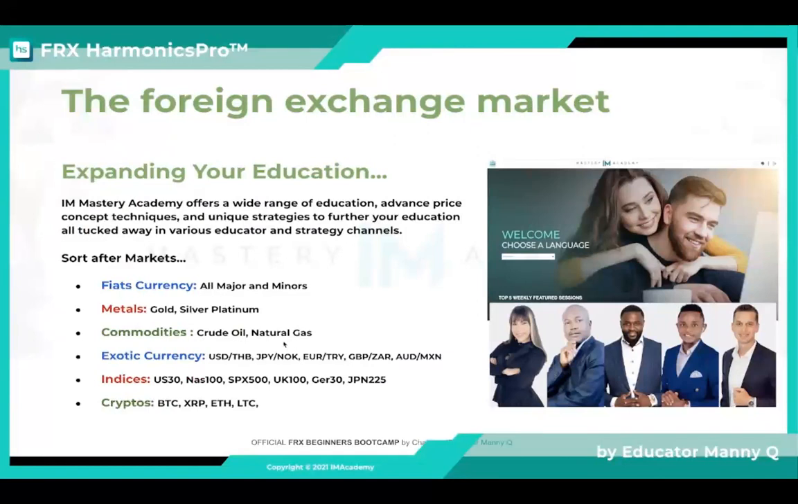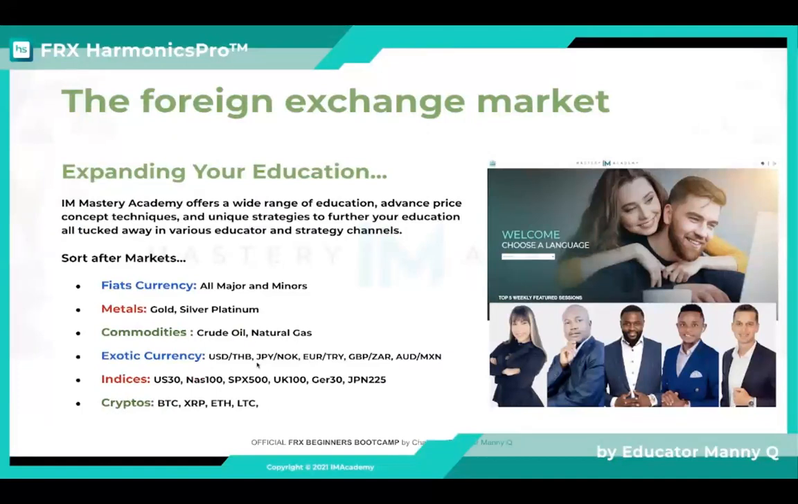And natural gas. So crude oil and natural gas is something that is traded a lot, right? There is money on the table for that. From there, you could also choose to get into exotic currencies. The exotic currencies include the Turkish lira, the ZAR, the Mexican peso. There are so many different exotic currencies that you can trade.